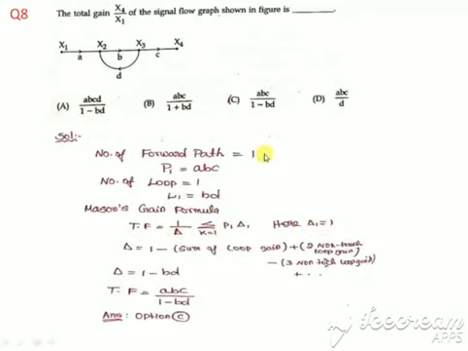Here delta 1 is 1 because the forward path is touching the loop. So that means delta 1 is equal to 1. Delta is nothing but 1 minus sum of loop gains, plus sum of 2 non-touching loop gains, minus sum of 3 non-touching loop gains, and so on. Here only the first term is applicable. So 1 minus BD. Substitute P1, delta 1 and delta value in this formula, we get the transfer function ABC by 1 minus BD. The correct option is option C.